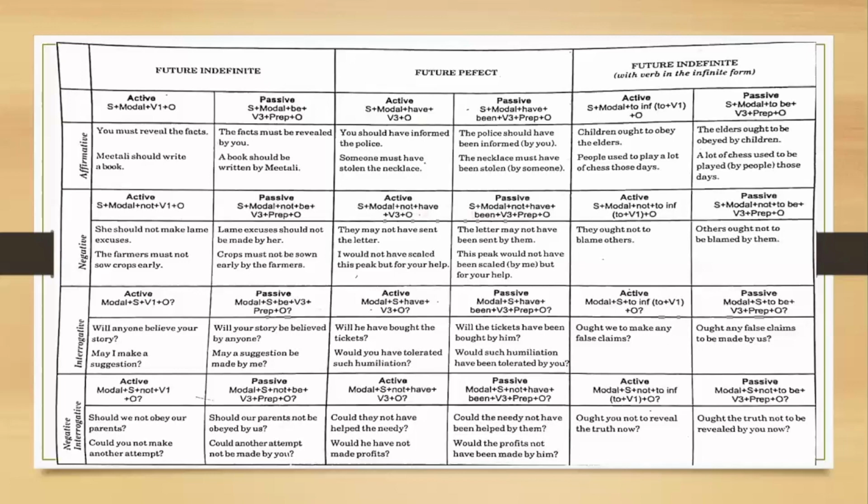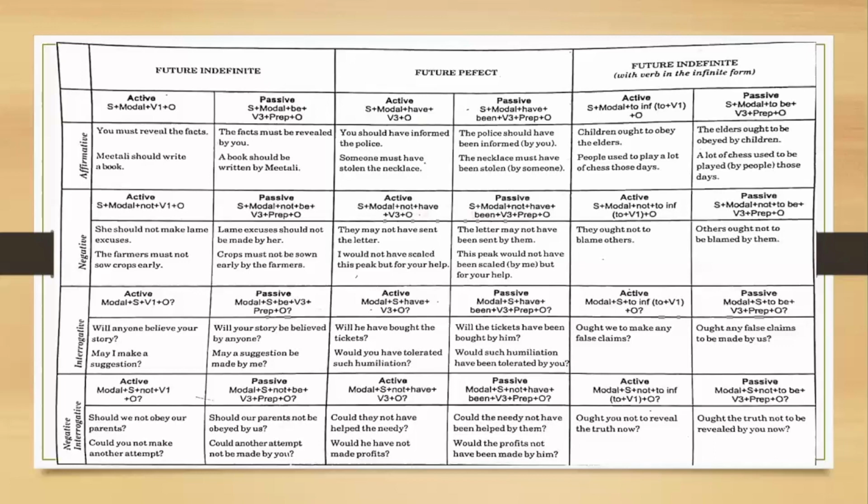For future perfect, you should have informed the police. Now for future perfect, what do we use? Modal plus have plus third form of verb. In this also simply we will add been. Modal plus have been plus third form of verb. You should have informed the police. The police should have been informed by you.